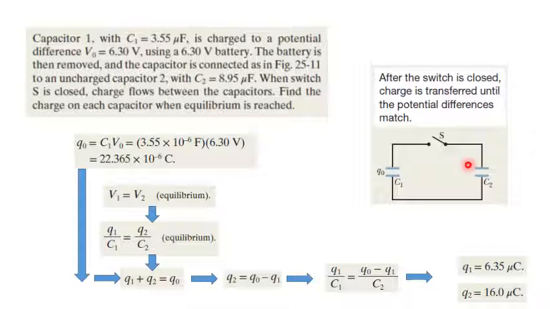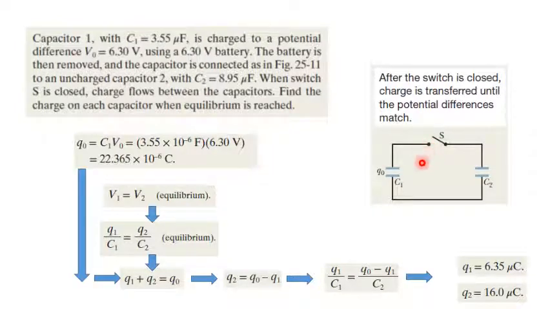So we will start with the total charge in capacitor C1 before connecting switch 1. So Q0 equals the value of capacitor C1 multiplied by its initial potential V0. So this is 3.5 microfarad multiplied by its initial volt, 6.3 volt. So this is the total charge in capacitor 1 before connecting switch 1.